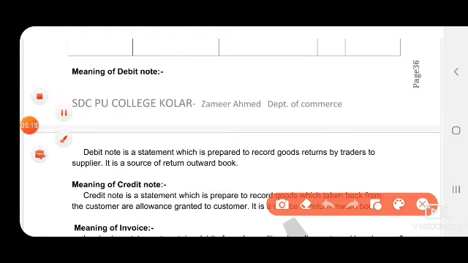Debit note. Debit note is a statement which is prepared to record the goods returned by the trader to the supplier. It is the source of the return outward book. Due to low quality or any defect in the product or wrong supply, at that time the business will return the goods. So at that time we use a debit note.